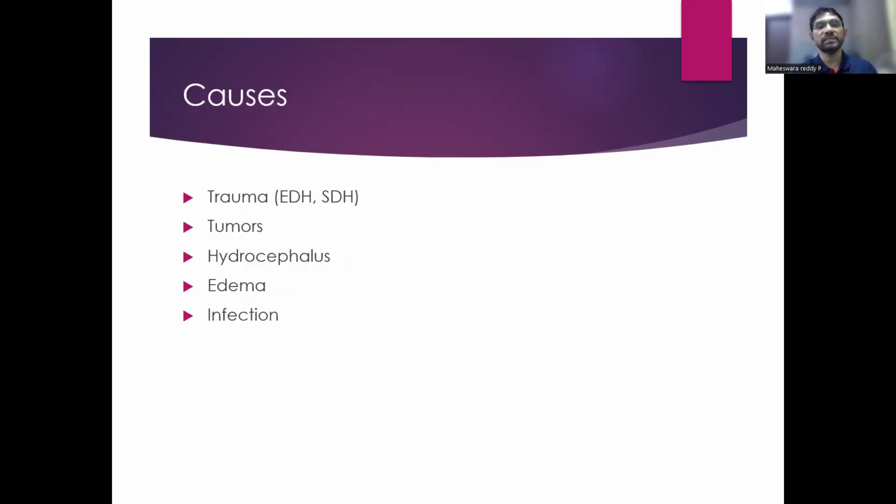So what causes this raised intracranial pressure? Different causes, ranging from trauma, EDH, SDH, tumors like meningiomas and gliomas, hydrocephalus, both obstructive and non-obstructive, edema, maybe diffuse cerebral edema from traumatic brain injuries, and infections like meningitis. There are multiple causes but the same pathway. These causes raise intracranial pressure.